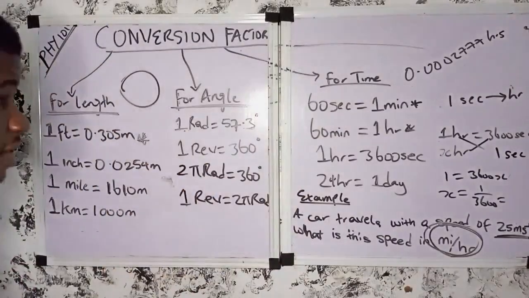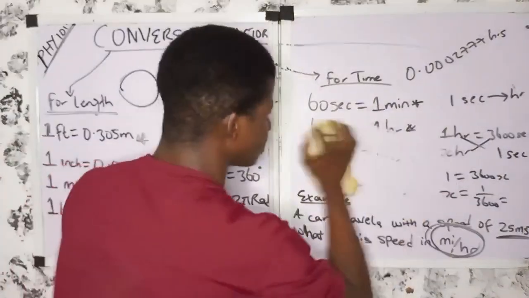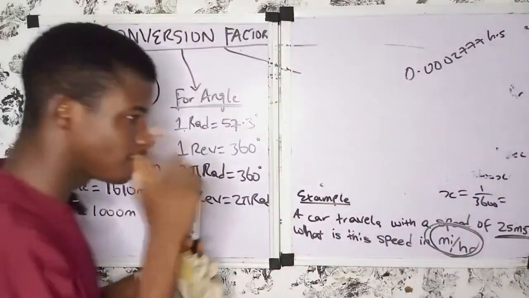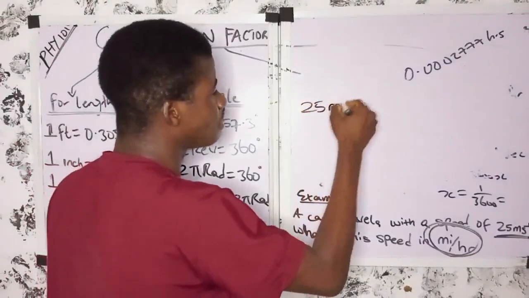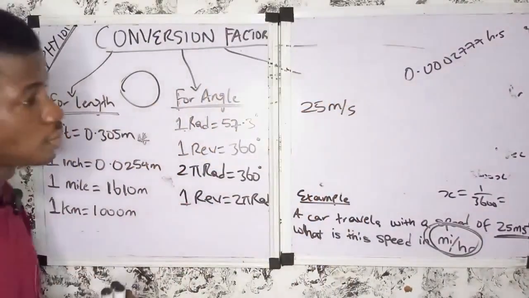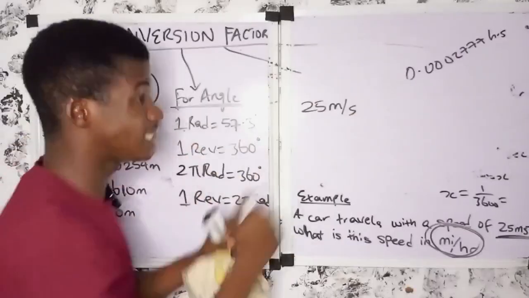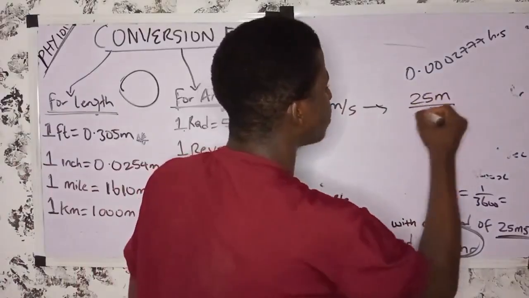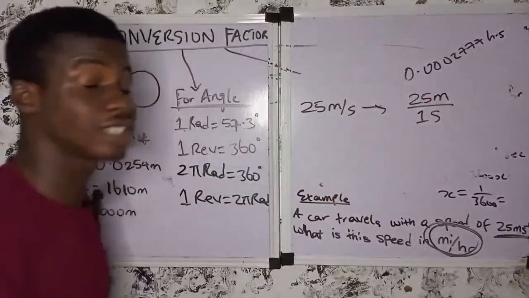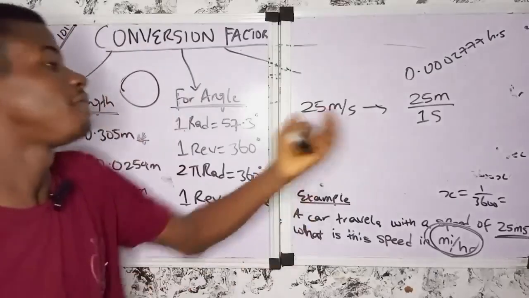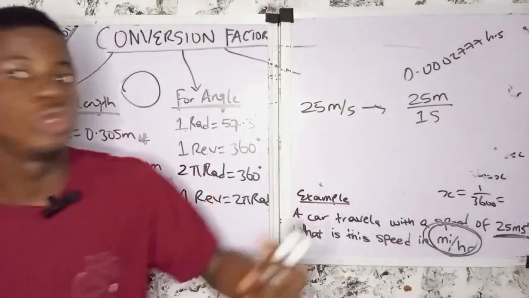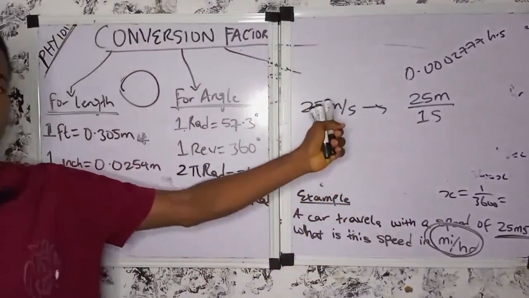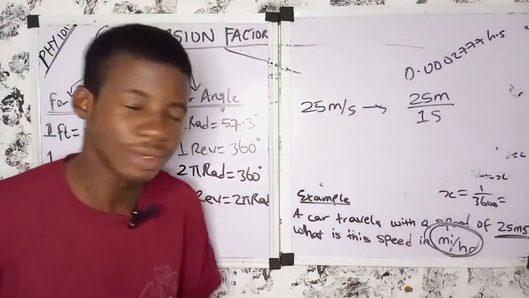It's very, very easy. Let's just do it here. Before then, 25 meters per second, please take note. 25 meters per second is the same as 25 meters divided by what? 1 second. And if you understand, it's the same thing. When you divide it, you still fall back to 25 meters per second.